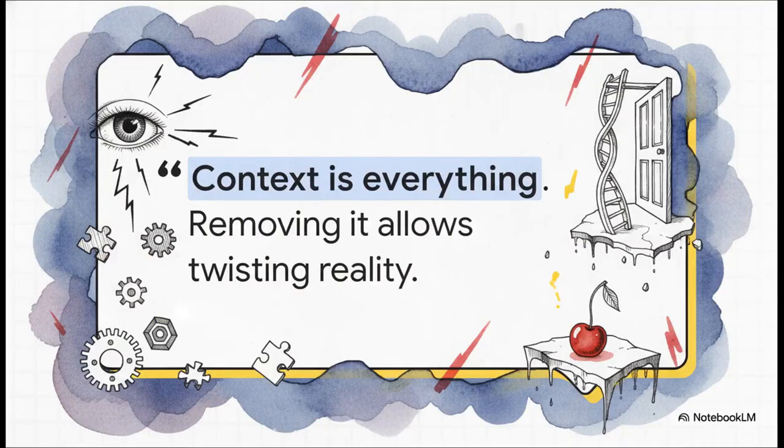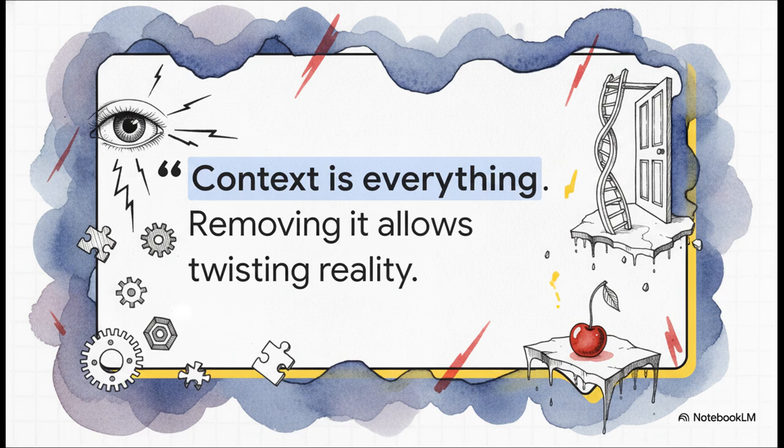And this brilliantly illustrates one of the biggest takeaways from this explainer. Context is everything. When you strip away the surrounding environment, the nuances, the larger picture, you're removing the very fabric of reality. Removing context is exactly what gives bad actors the power to twist reality to fit their own self-serving narratives.